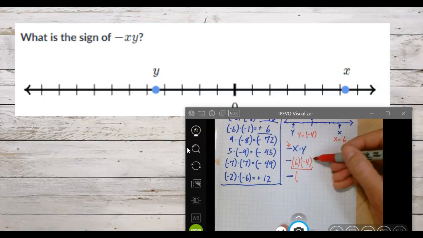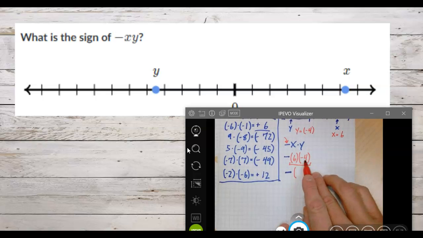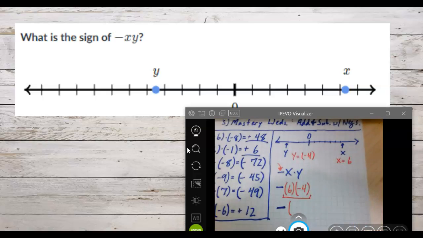A +6 times a -4. What's a positive times a negative? Negative.